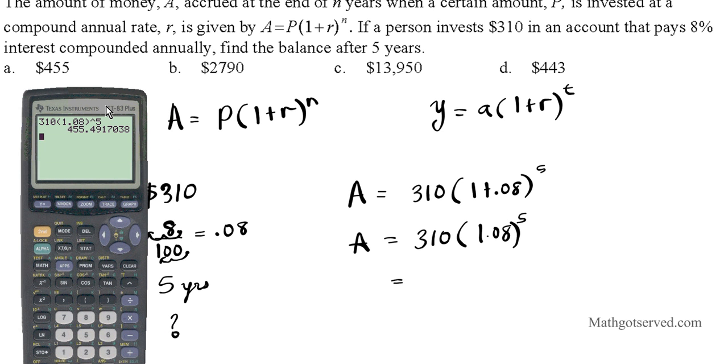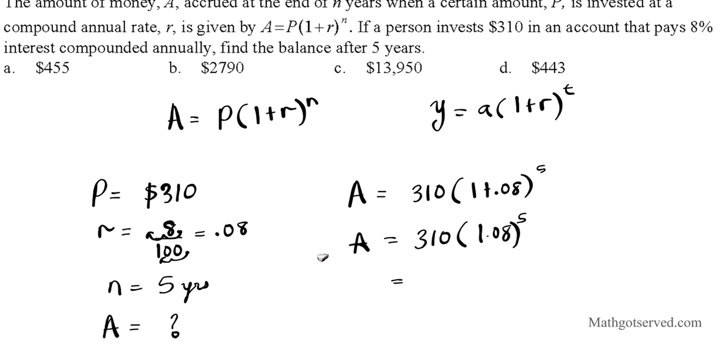So A is approximately, this is an approximation since we're rounding, A is approximately $455. So our answer is option A.